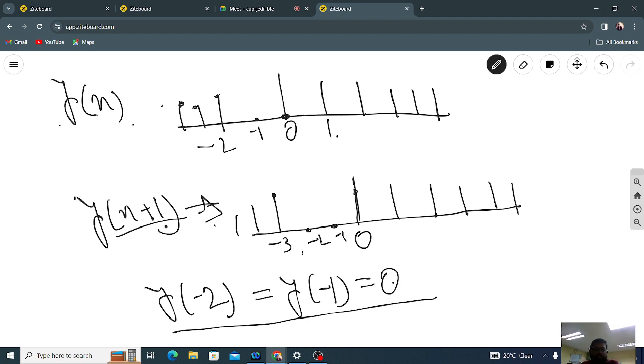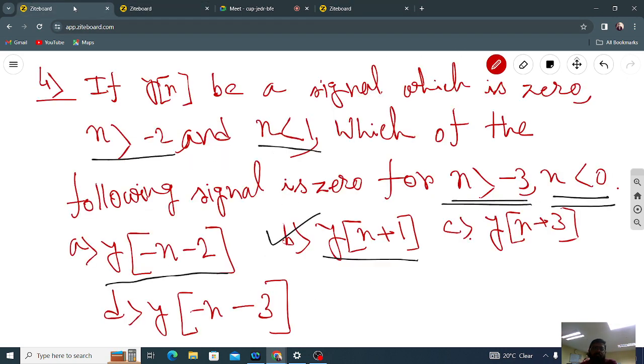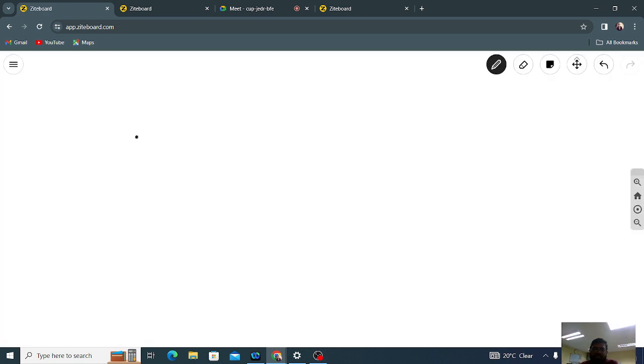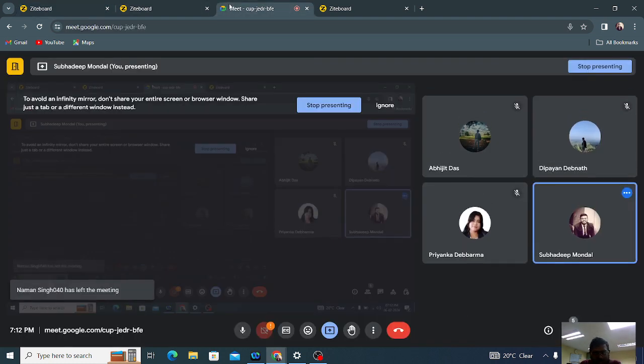I think this time shifting property is known to everyone for this question. Okay, now let us go to question number 5. Is there any doubt here?